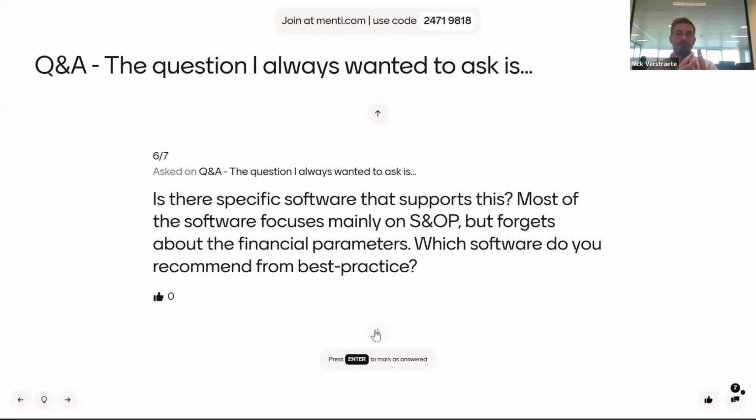The last question, maybe, because we see we are at the turn of the hour. Is there specific software that supports this? Most of the software focuses mainly on sales and operations planning, but forgets about the financial parameters. Which software do you recommend from best practice? But I would take a stab at it.